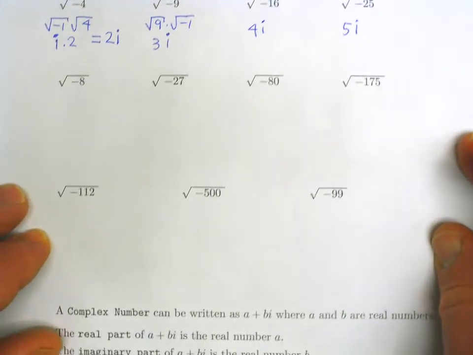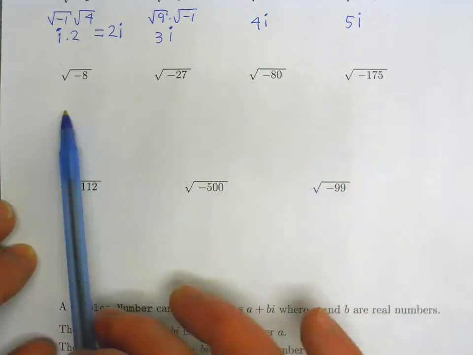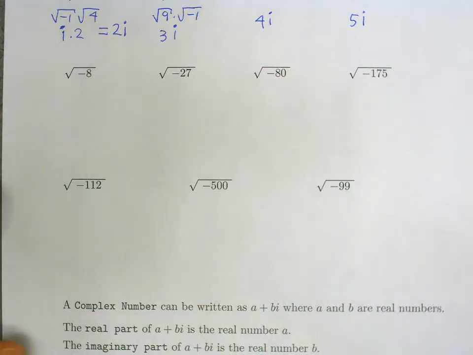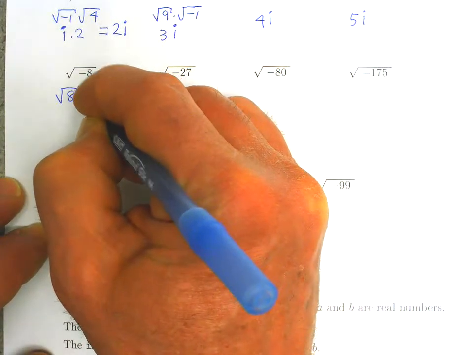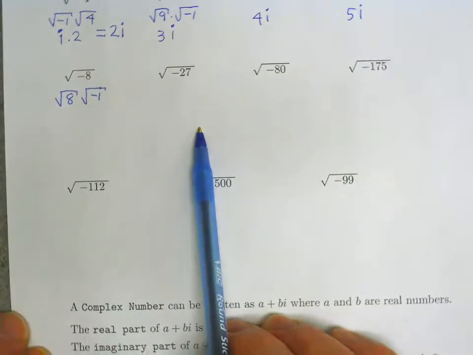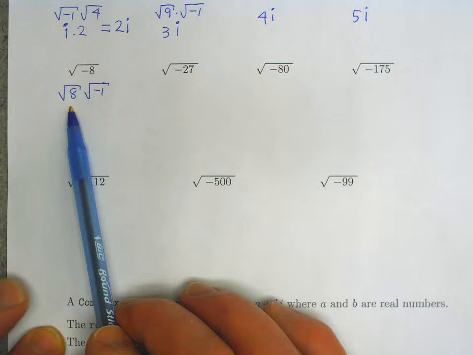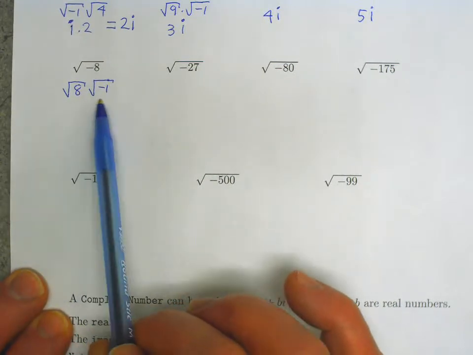Okay, but sometimes we'll have to do more simplifying, like this one, the square root of negative 8. So to start with, we can think of this as the square root of 8 times the square root of negative 1, just like in the previous examples. But then we have to do a little bit more work to simplify the square root of 8, because 8 is not a perfect square. So in the next step, we can proceed to simplify the square root of 8 and then also replace the square root of negative 1 with i.